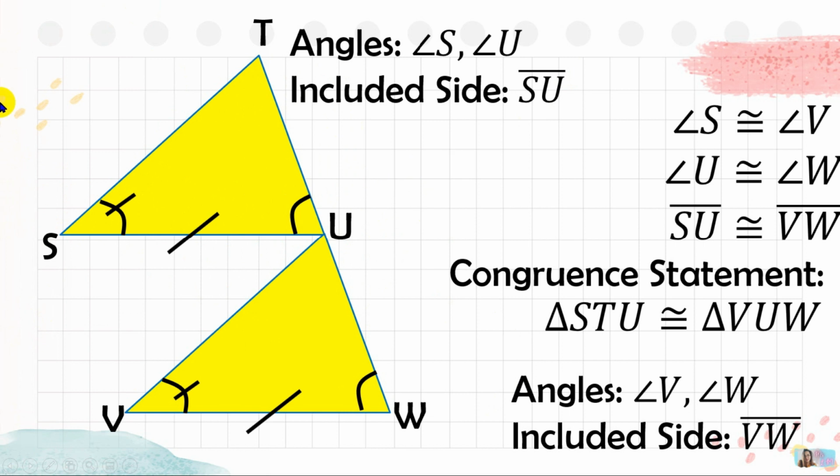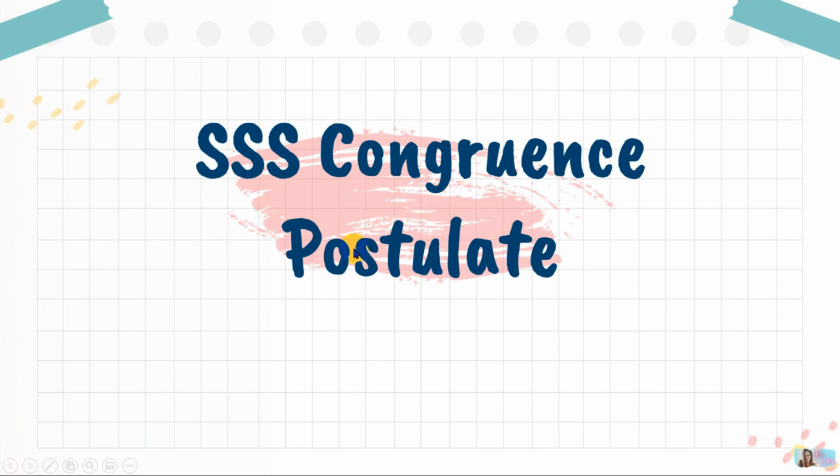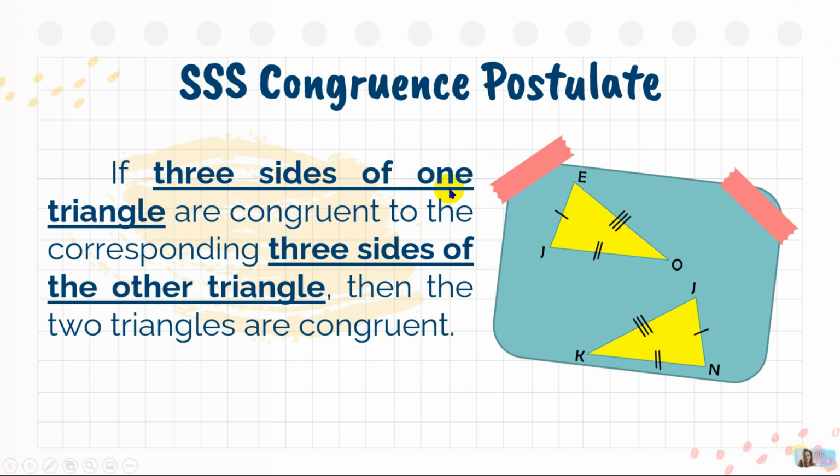Dun sa SAS, side angle side. Okay? Now, let's have the last congruence postulate for the triangle. The SSS Congruence Postulate. So, kung kanina sa SAS natin is side angle side at sa ASA natin ay angle side angle. So, dito naman, obviously, S stands for side. So, we have side, side, side congruence postulate. So, ano ang nilalaman ng congruence postulate na ito? Sabi dito, if three sides of one triangle are congruent to the corresponding three sides of the other triangle, then the two triangles are congruent. So, we have to look for the three corresponding congruent sides of the two triangles.